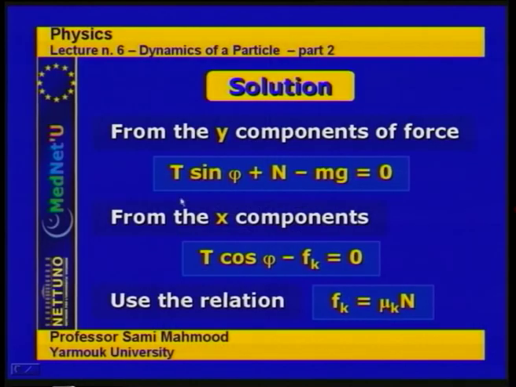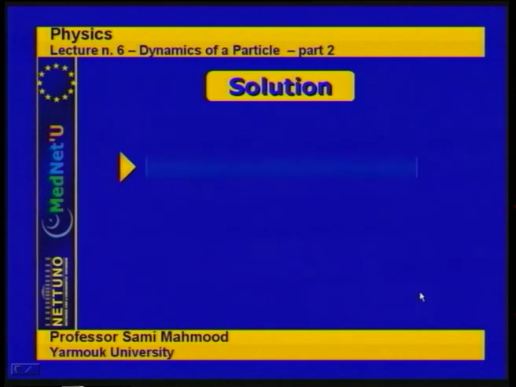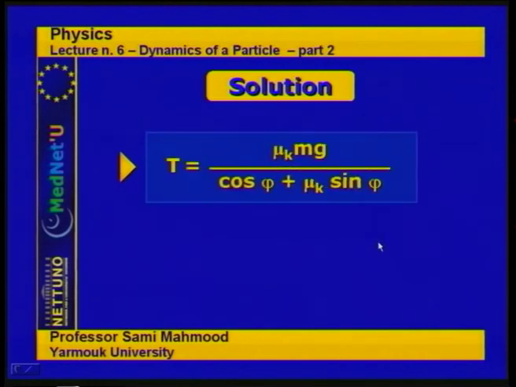However, these equations contain three unknowns, as we notice: T, N, and F sub k. Two equations are not enough to solve for these three unknowns. So what do we do? We look for a third equation connecting these quantities. The third equation is naturally F sub k equals mu sub k times N. So we have three equations with three unknowns.